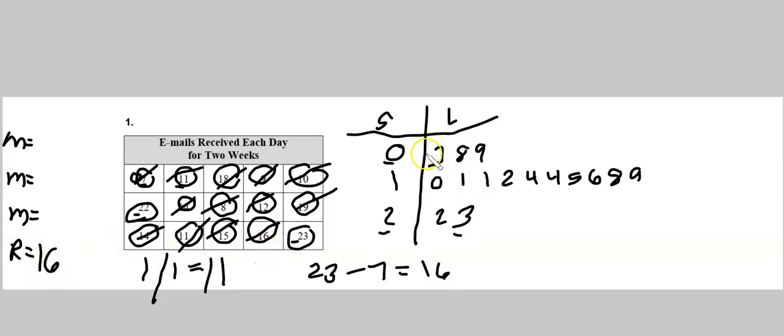That means that there are 16 numbers between 7 and 23 on a number line.